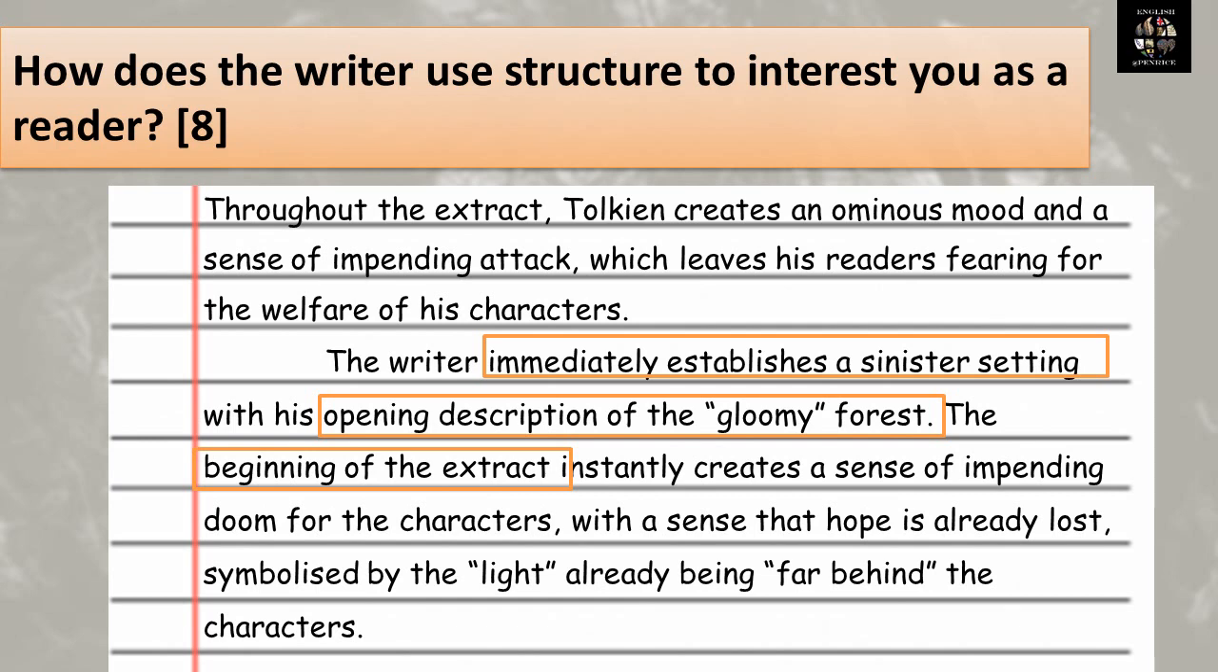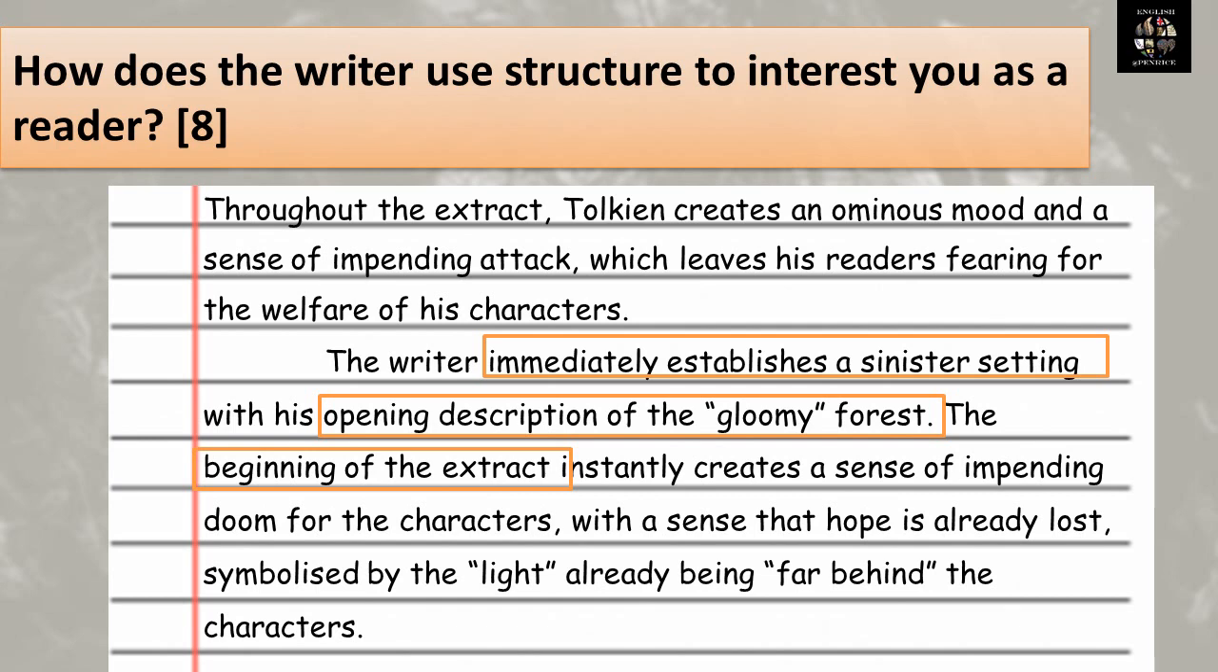Okay, so what I'd like to do when I start is include an overview sentence. So looking at the source as a whole and how the writer uses structure throughout the whole of their extract and the general effect of that. So my overview sentence is as follows. Throughout the extract, Tolkien creates an ominous mood and a sense of impending attack, which leaves his readers fearing for the welfare of his characters. Okay, so just try to summarise how Tolkien's used structure to create a certain effect.